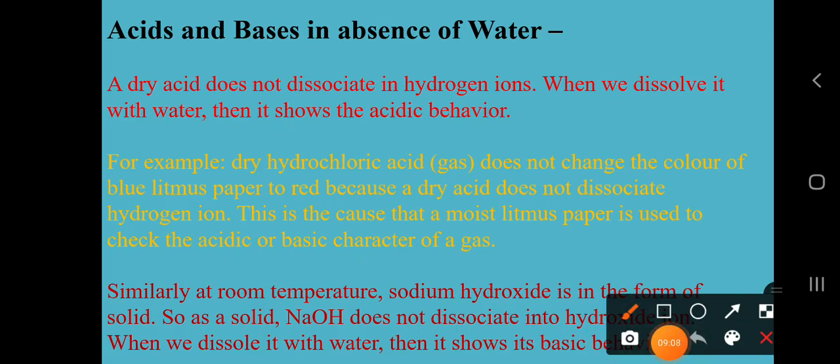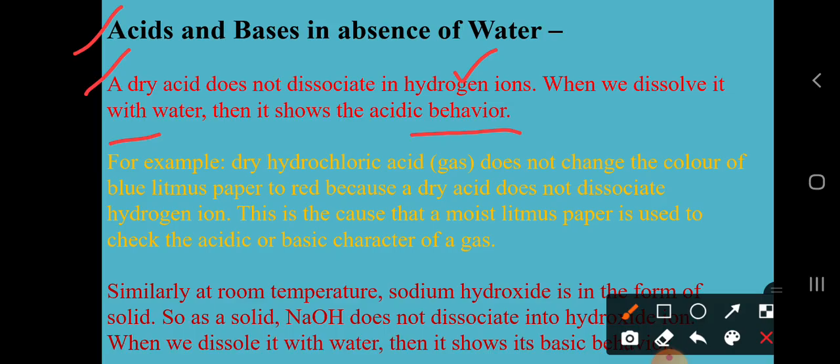So now let us discuss acids and bases in the absence of water. Okay. If water is not there, then what happens? A dry acid does not dissociate into hydrogen ions. Okay. It can't be dissociated, because for the dissociation process, for dissociating the hydrogen ions of an acid, we need to take water. So when we dissolve it with water, then it shows acidic behavior. Okay. So acidic behavior is shown when the dilution process occurs, or you can say when we take it with water to dilute the acid or base, then it shows acidic or basic behavior.